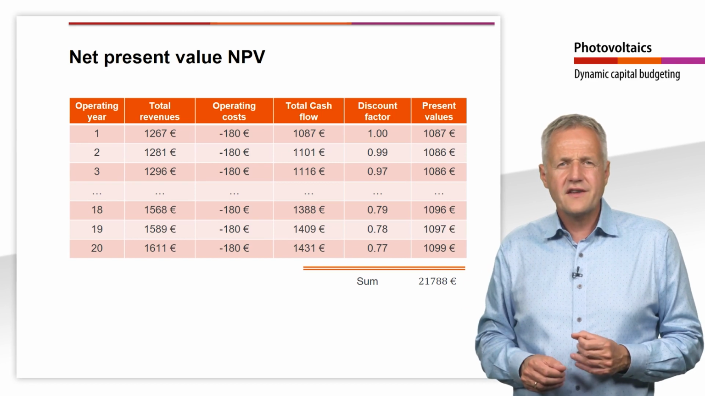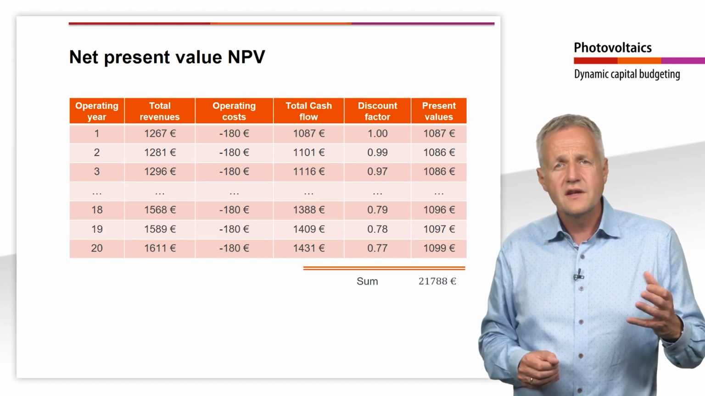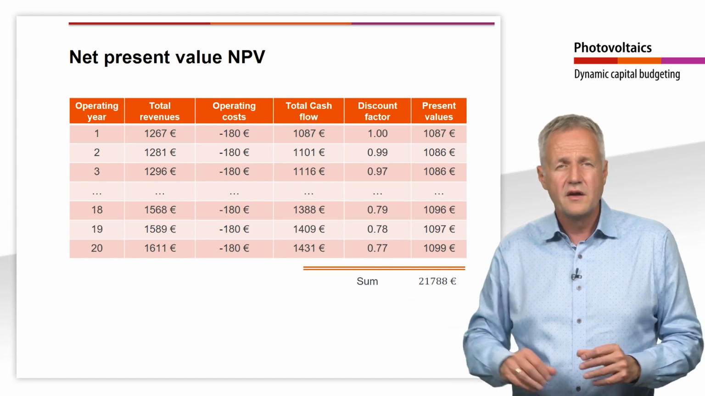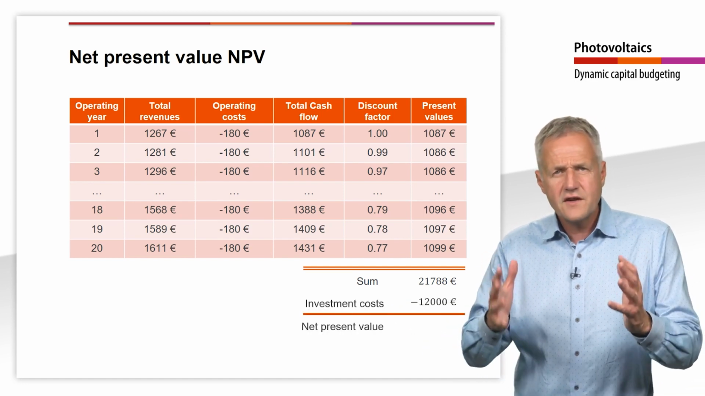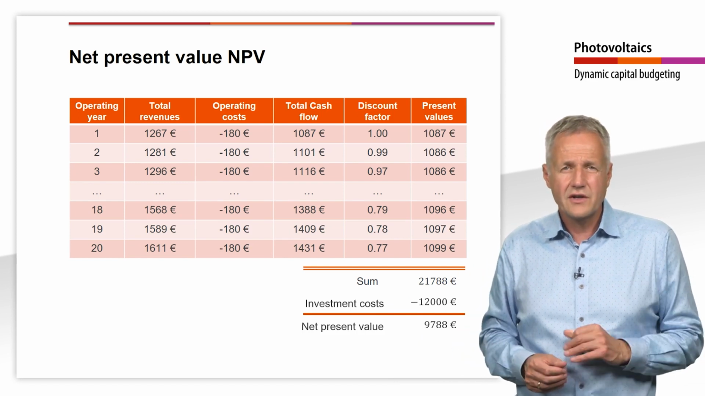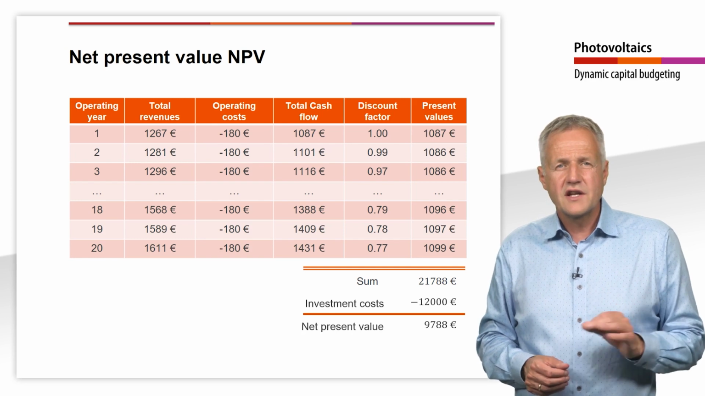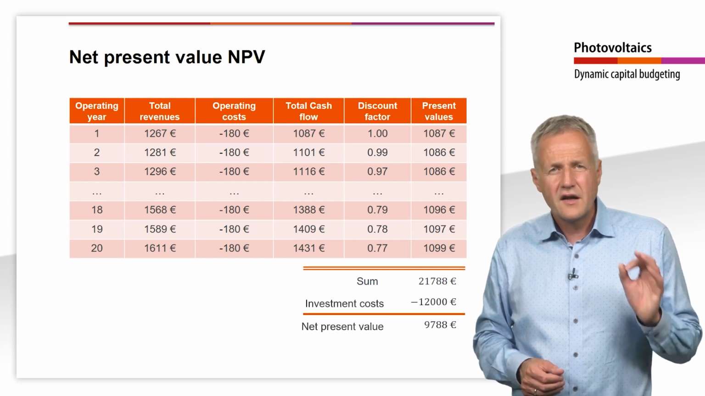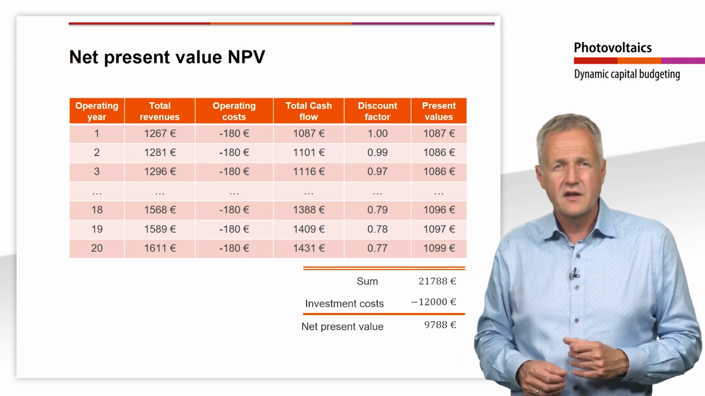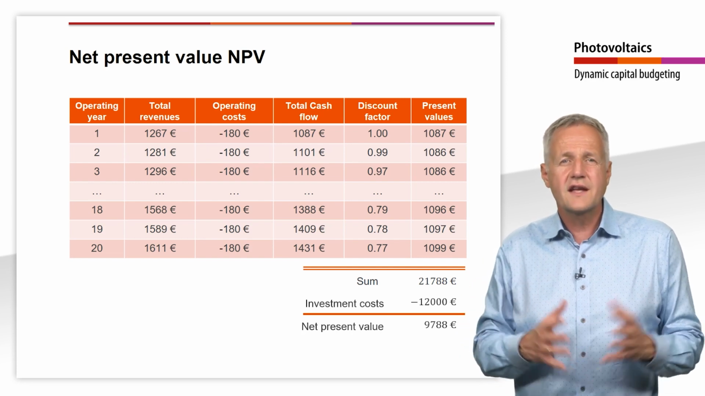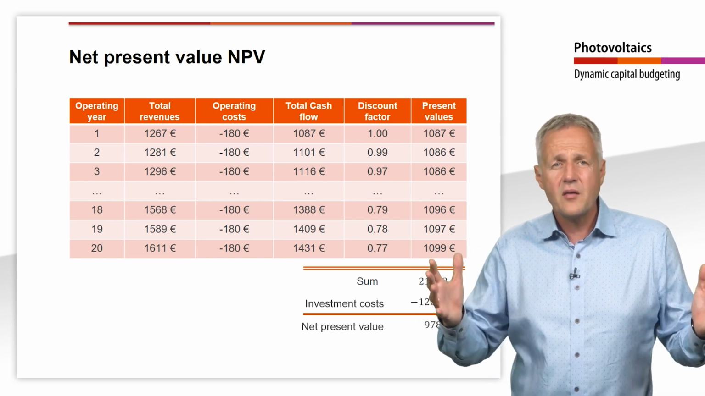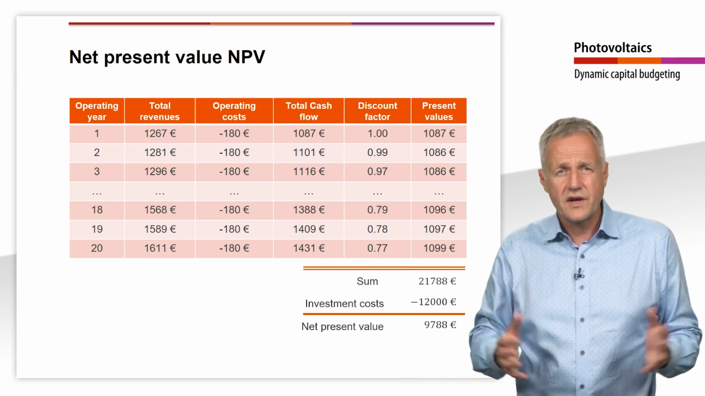The sum of the present values corresponds to the discount surplus that the PV system will generate over its entire lifetime. If we subtract the investment cost from the sum, we obtain the so-called net present value, after which this calculation method is named. If the net present value is positive, it is generally a profitable investment. In this case, the investor not only gets back his investment capital, but also an interest rate that exceeds the applied discount rate interest rate.